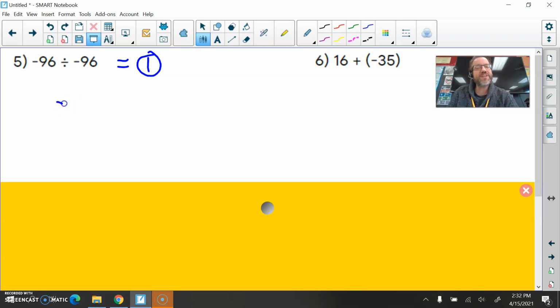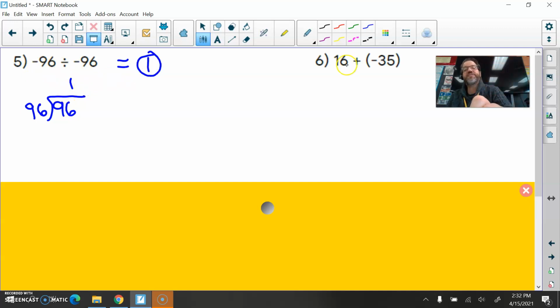If you divide 96 by 96, if you just ignore the signs, that does equal 1 because 1 times 96 equals 96. And we have two negative signs, and when you're multiplying or dividing, anytime you have two negatives, they'll cancel each other out and give you a positive result. So it does equal positive 1.